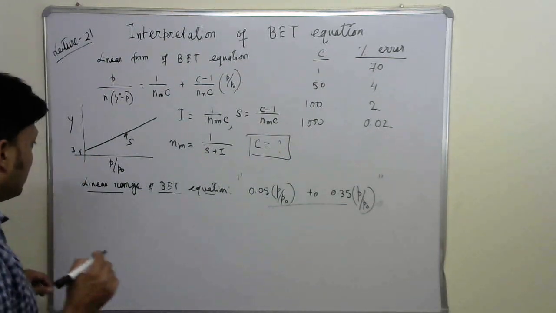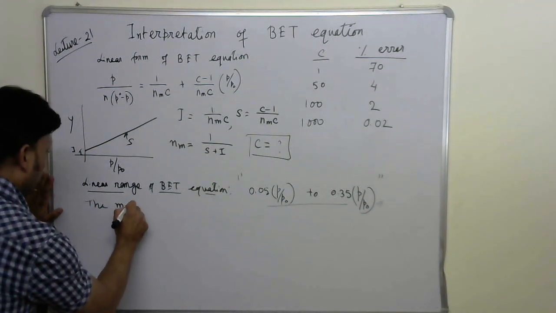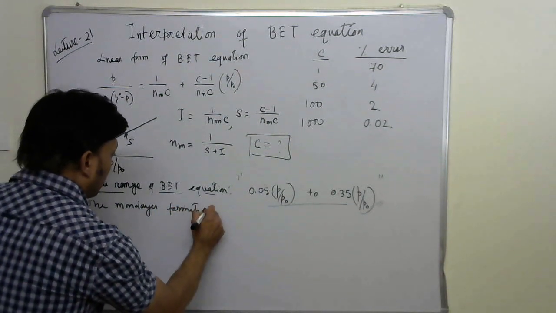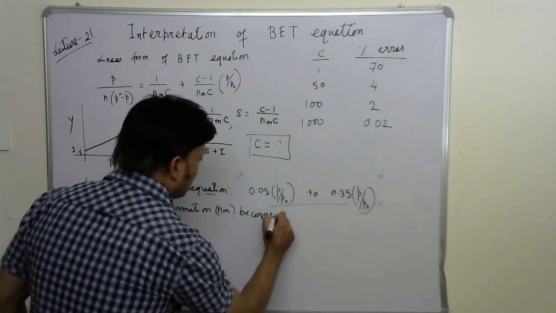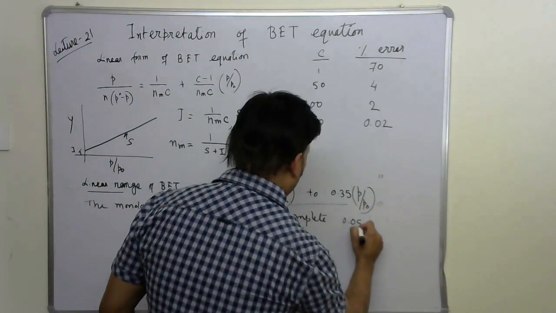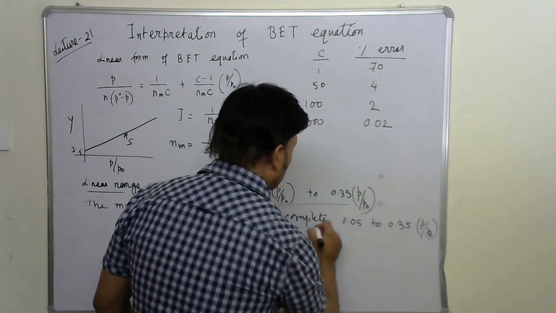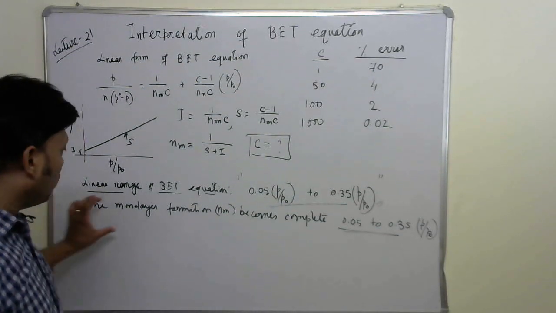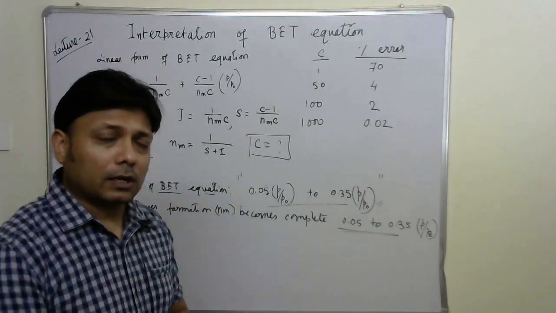The main reason is that the monolayer formation, that means nm, becomes complete within this pressure range, that means 0.05 to 0.35 P by P0. So that we have to understand. Now the question is, how do we know that the monolayer formation is complete at such a low pressure? Once again, mathematically it can be proven.